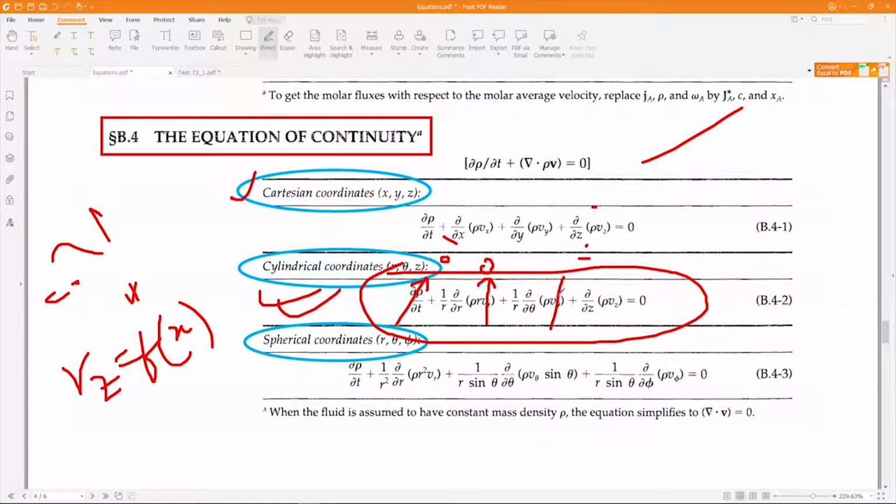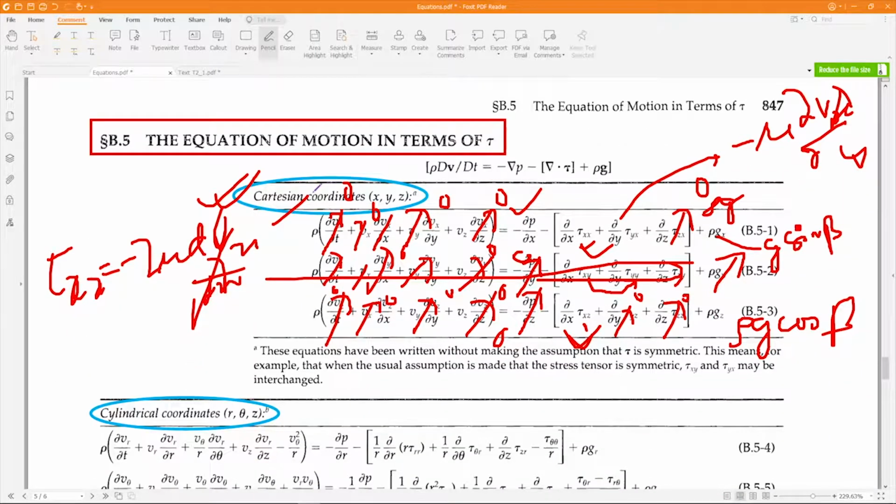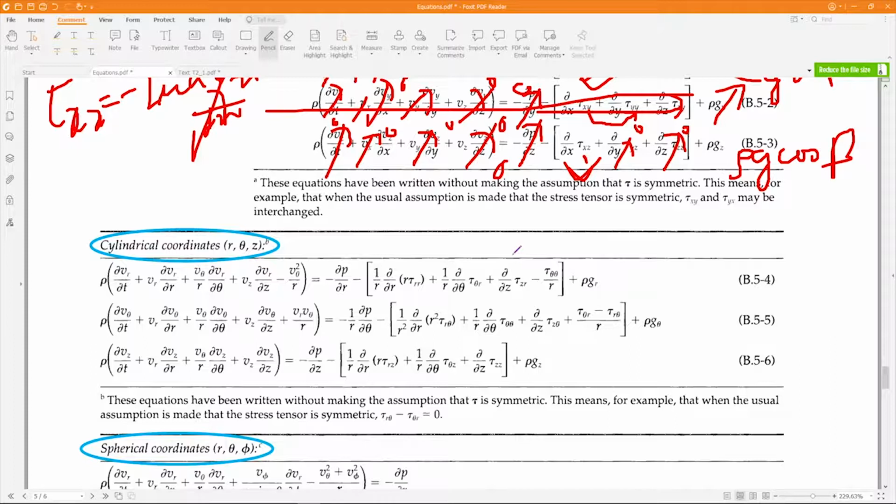Here again there is no flow in the theta direction, no rotation, so 0. Vz, there is a flow in the Z direction, but it is not a function of Z, so if you take the derivative, it will be 0. So from the continuity equation, you didn't get anything. Now next solve the equation of motion. This was Cartesian coordinate. We already solved it for falling film.